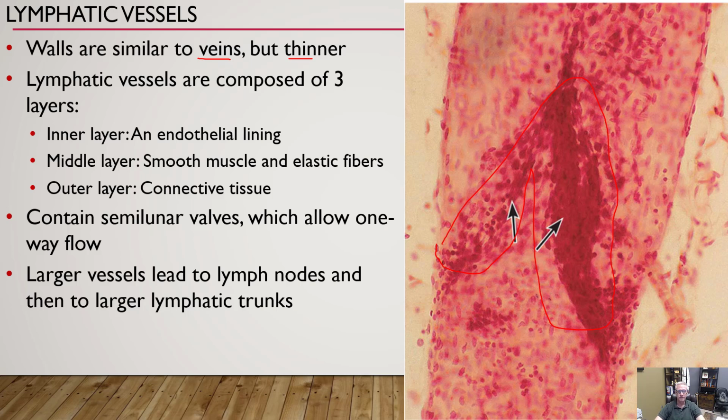Your lymphatic vessels have 3 layers: an inner layer, a middle layer, and an outer layer. The inner layer is made up of an endothelial lining, whereas the middle layer has smooth muscle and elastic fibers. The outer layer is just connective tissue. And we have semilunar valves, similar to your aortic valve or your pulmonic valve. These larger vessels lead to your lymph nodes and then to your lymphatic trunks.